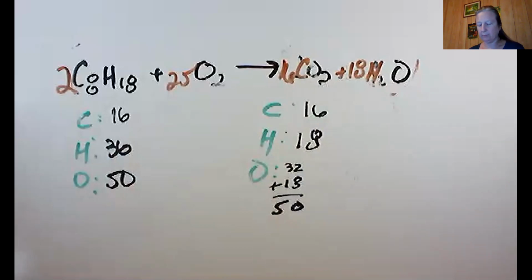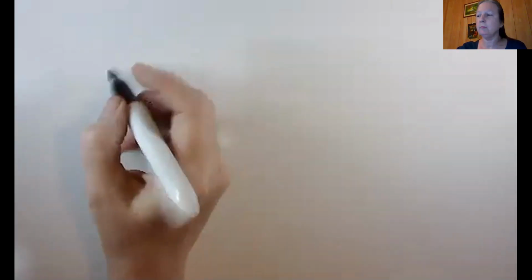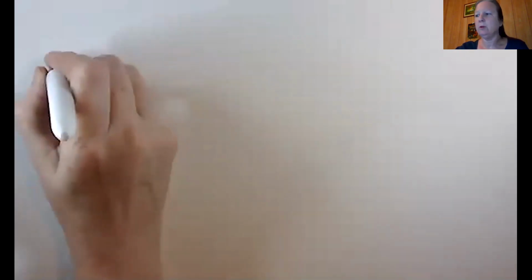So I balance. Now I have to erase this and rewrite it because it's a mess. Because now we're going to use this for the limiting reagent. So it's 2 octane.